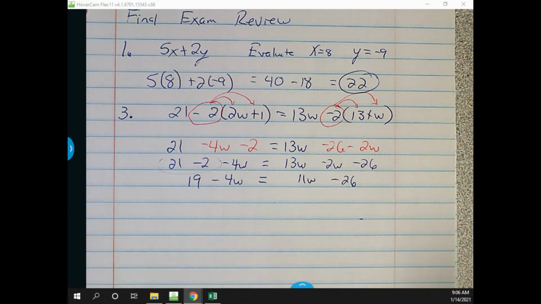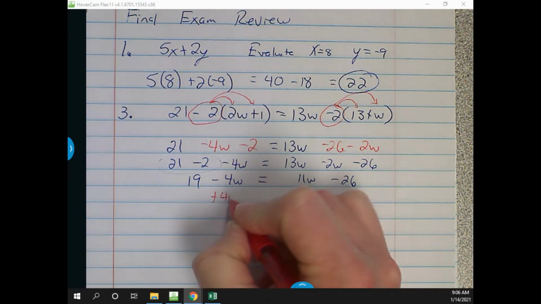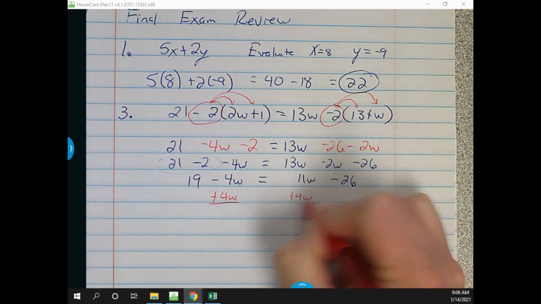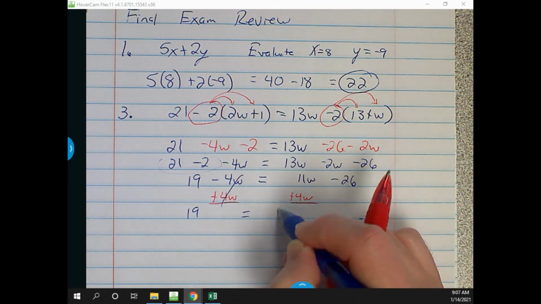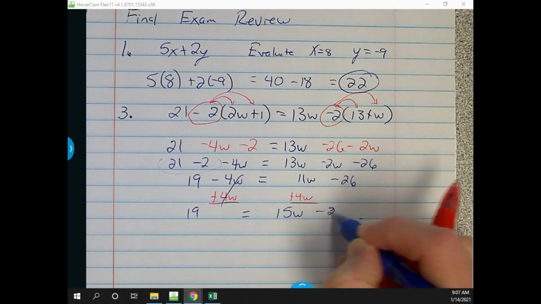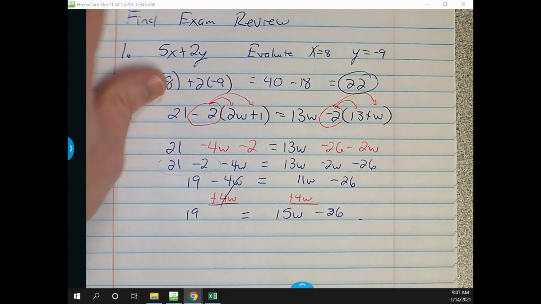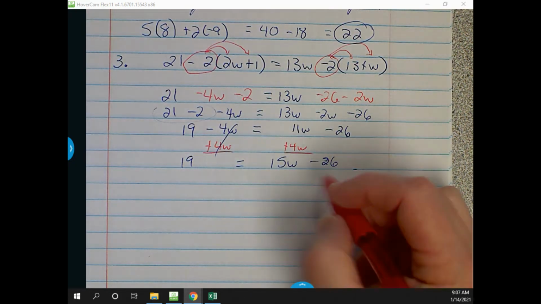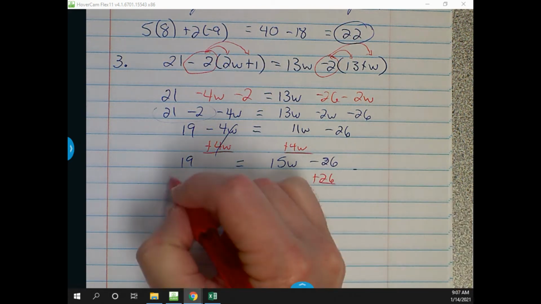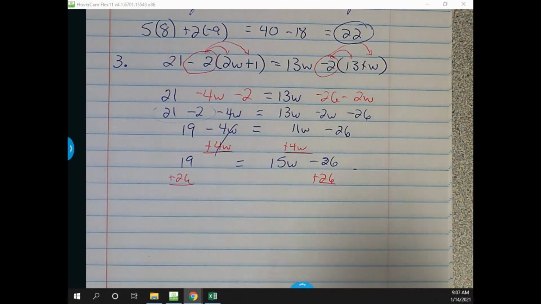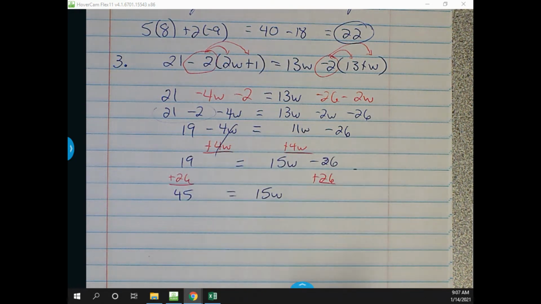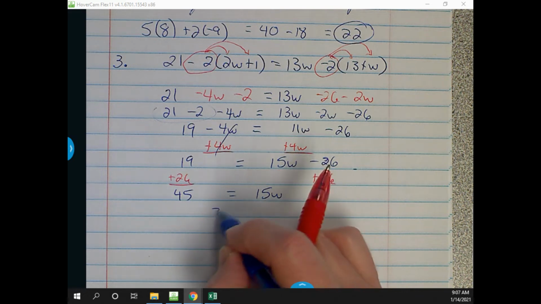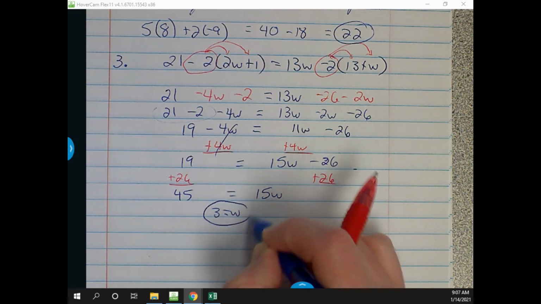So if you want to move the w's to one side and the numbers to the other, we can do that here. I would say for this one, let's do a +4w so that we can get rid of the w's that are over here. So now we've got 19 equals 15w minus 26. And then we'll add 26 to both sides. 45 equals 15w. And we'll divide the 45 and the 15 to find out that w would equal 3.